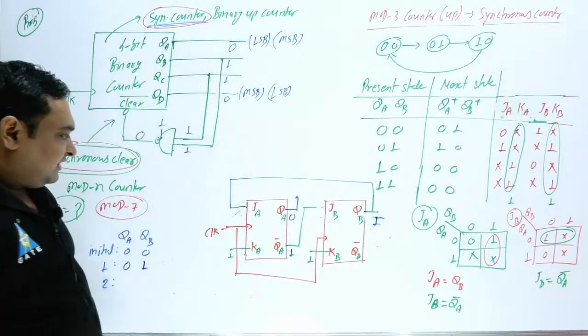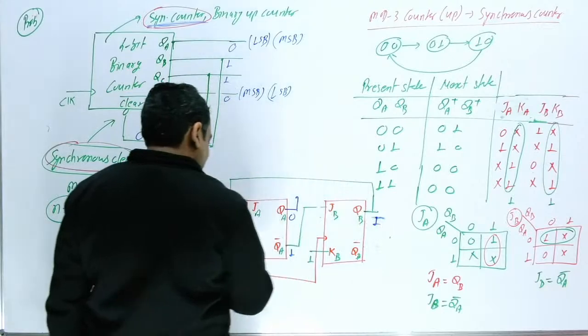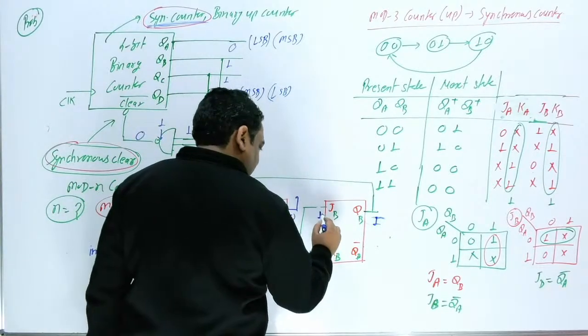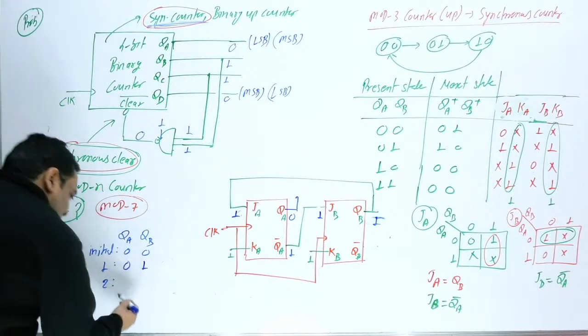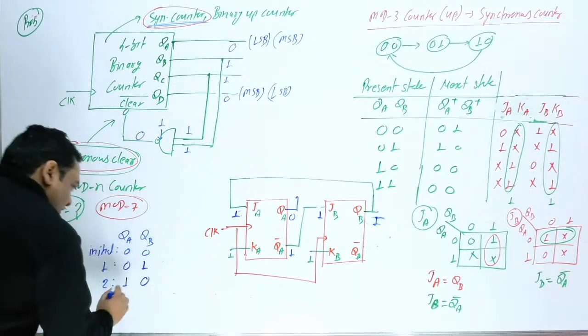When you apply the second clock, if this is 1, you are getting 1 here. If this is 0, this is 1. So this is again 1 1. Both will toggle. So in the second clock, both will toggle. So this 0 toggled is 1, 1 toggled is 0. So you are getting 1 0.